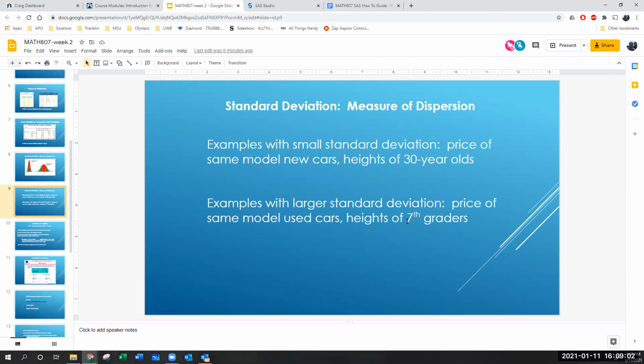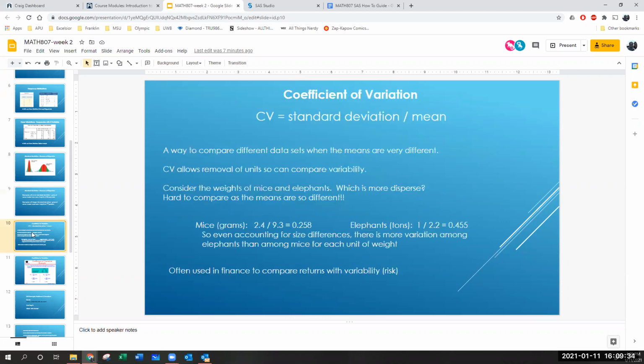Whereas the heights of 7th graders would be much more spread out because girls usually grow faster than boys early on, and then different kids will have growth spurts. So heights of 7th graders are just going to be all over the place. And then, of course, the price of the same model used cars would have a bigger standard deviation because it all depends on their condition, right? If they're in crappy condition, less; in really good condition, higher. So you're going to get a much bigger variation in prices than you would if you were just looking at the price of new cars that had obviously the same model.